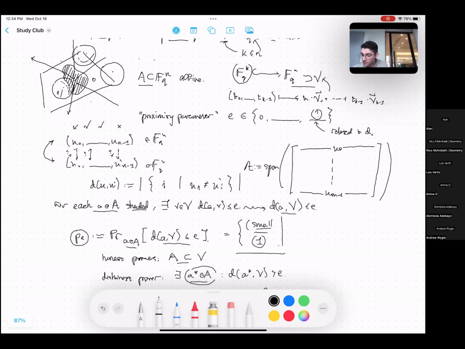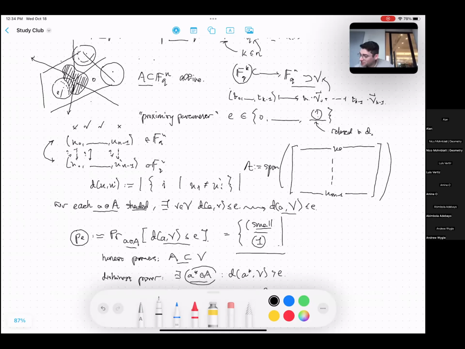Right. So the extreme case of this is where my ball can be of radius 0 and I still cover all of A, right? Actually, that's the behavior of an honest prover. Each point of A is literally a code word. And if that's true, then the witness is the message, right?